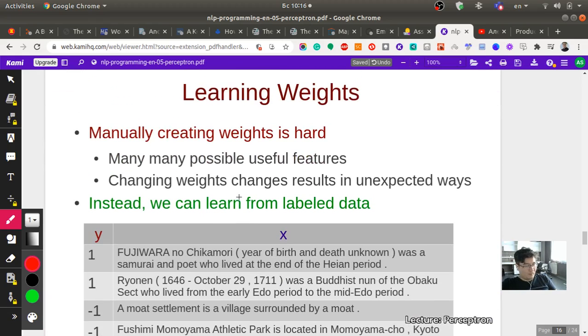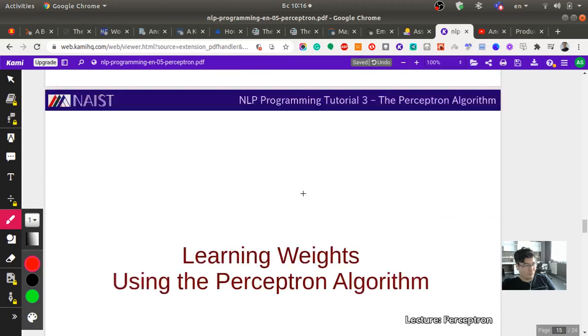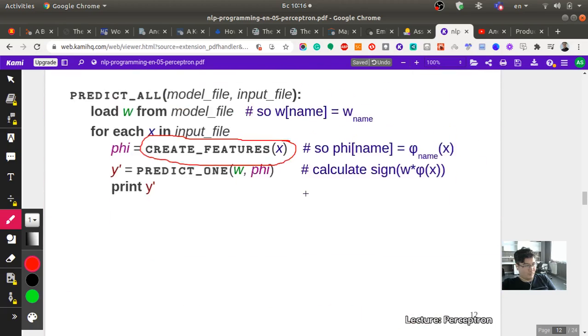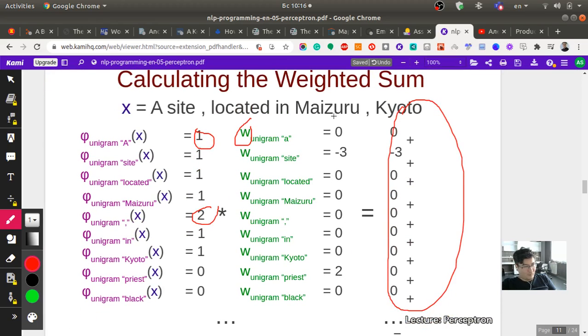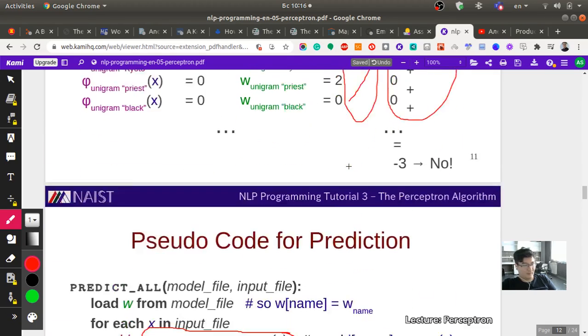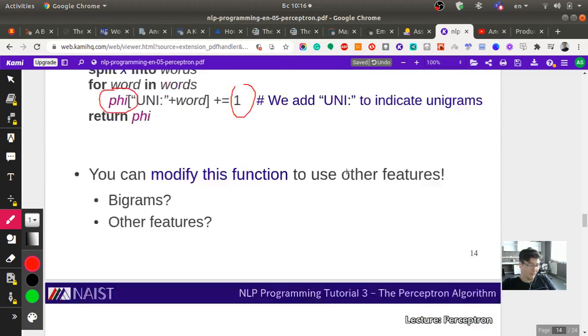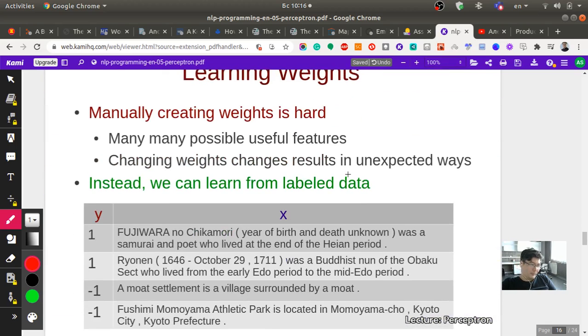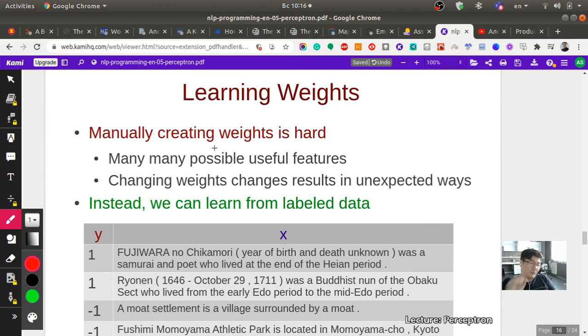Learning weights: manually creating weights is hard. There are many possible features. So actually, as you saw before, there were some values, and all of these values were given. But now let's understand how we work with them if they are not given. Manually creating weights is hard, with many possible uses of features. Changing weights changes results in expected weights.